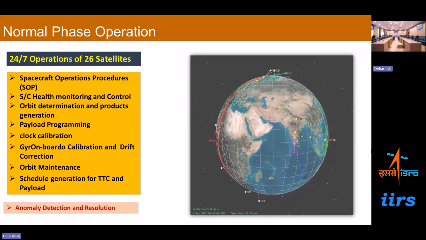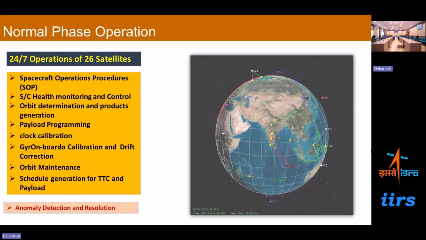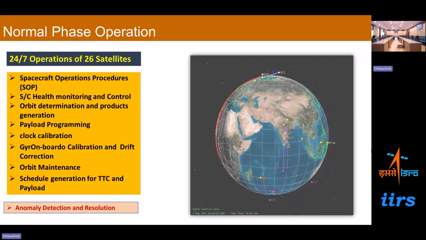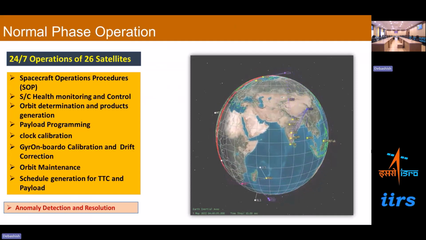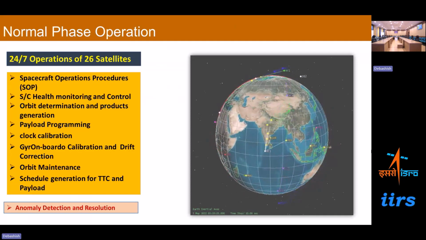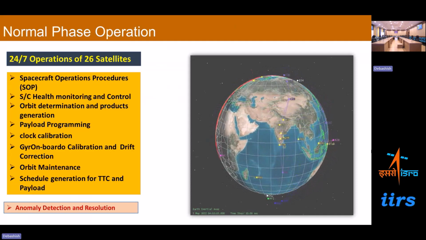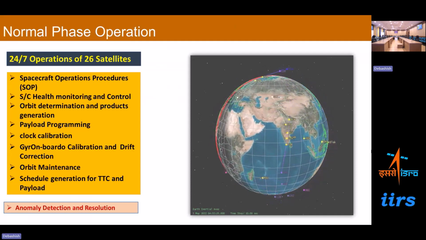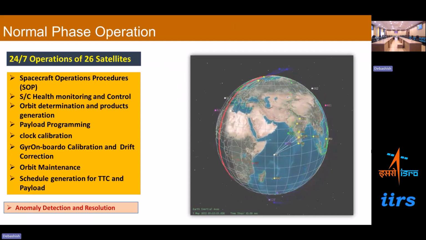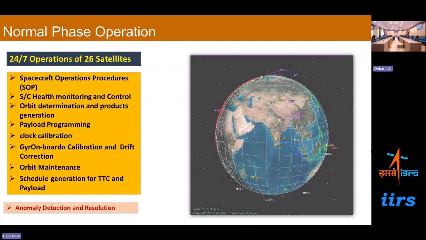Then we have many clocks onboard, and those calibrations will be done. These clocks also have a drift, so that drift also needs to be corrected. We have to do the orbit maintenance. If you remember, we talked about how the satellite orbit is always perturbed because of the perturbation forces, and the altitude may be decreasing. So we have to maintain that science orbit always. Orbit maintenance is a regular activity that we need to do, and schedule generation and TTC also will be done.